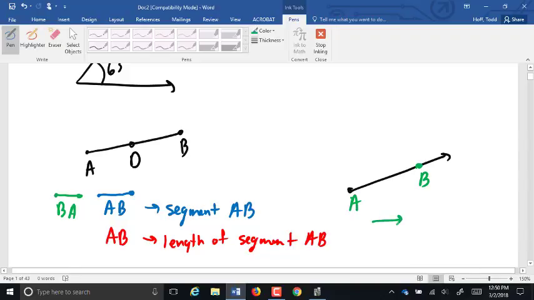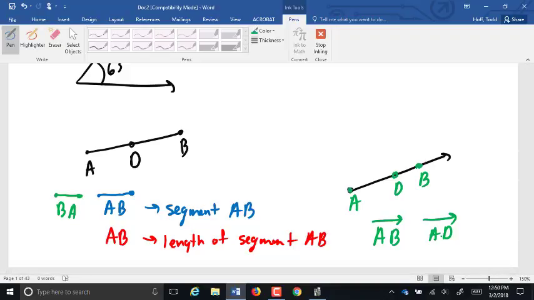we use that little ray symbol, and the first letter has to be that starting point, A. Now the second letter can be anything. Let's say we have points A, B, and D here. We could name that ray AB or ray AD. It doesn't matter. The first letter has to be that starting point. The second letter can be any other point on that ray.